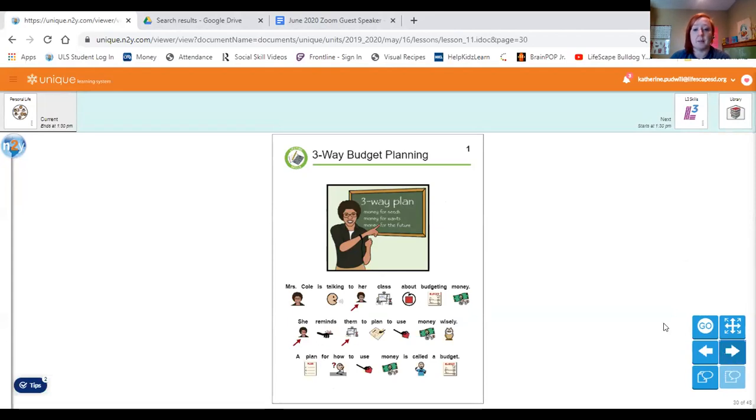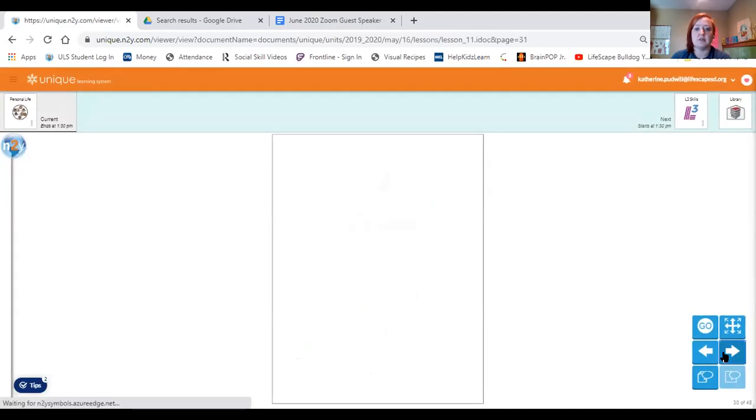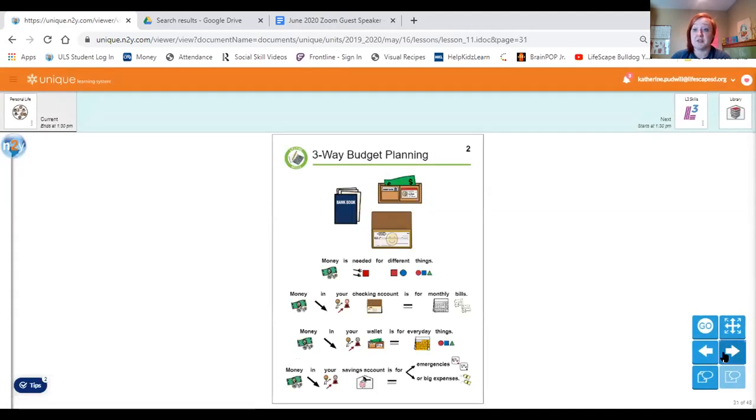Now remember, when you have a budget, that means you make a plan for how to use that money. She reminds them to plan to use that money wisely. You can see up here, she's talking about plans for needs and wants. So things that we want and need now, but down here, there's money for the future. So planning for needs we might have that we don't know about yet. A plan for how to use money is called a budget. Money is needed for different things.